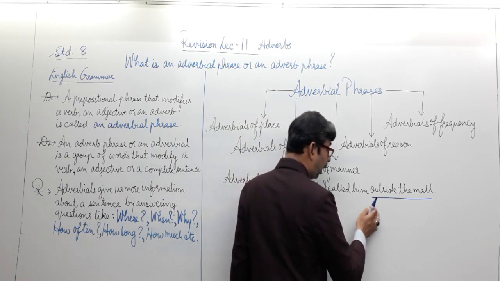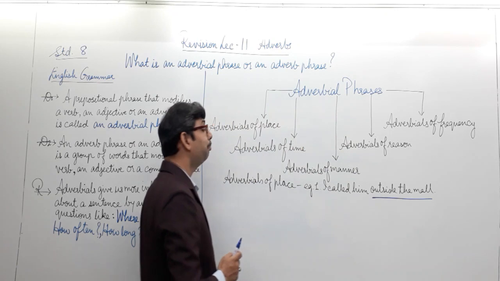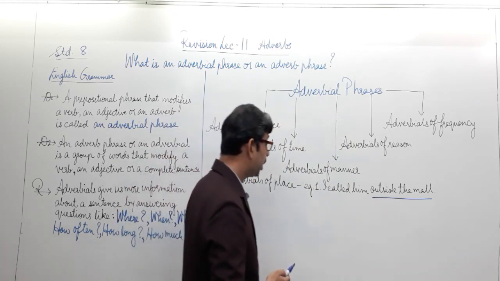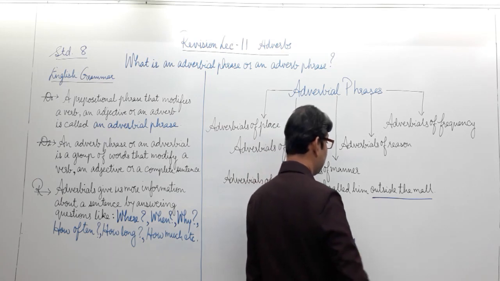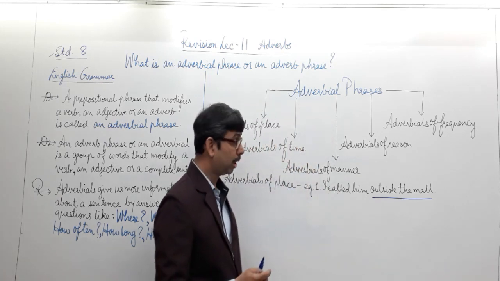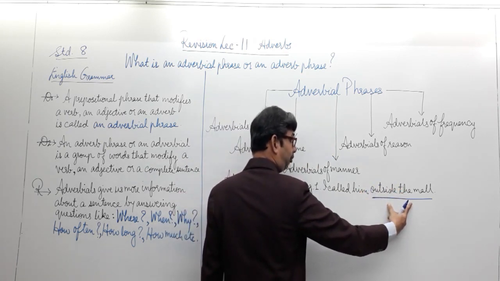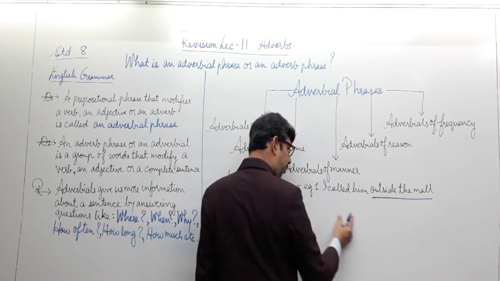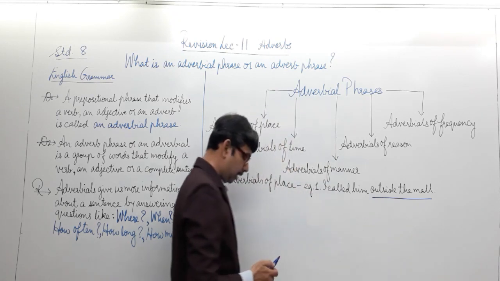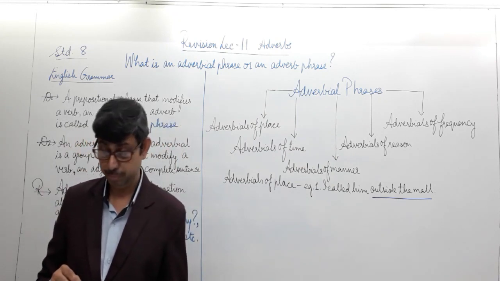So, the words outside the mall are the adverbial of place that is mentioned in this sentence, which is modifying the action of calling someone at a particular place. We can say outside the mall is the adverbial of place, or adverbial modifying the action of calling. So you see over here in this example, a very simple one to understand about adverbial of place.